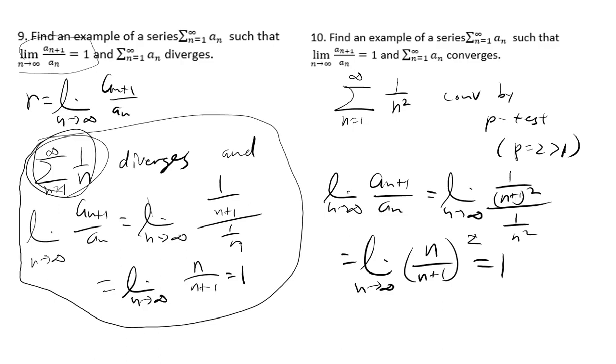So 9 and 10 show that when this limit becomes 1, the ratio test is useless. That means you have to resort to other tests. There are many others: the direct comparison, limit comparison, the integral test, test for divergence, alternating series test. There are many tests that you can use that are not the ratio test.